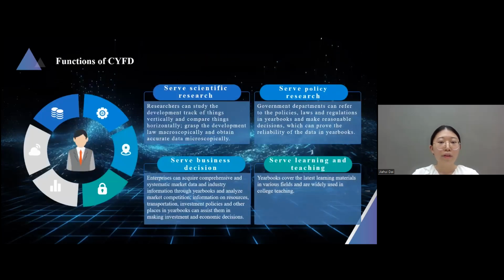So what role can CYFD play? First of all, it can serve scientific research. Using the data of CYFD, researchers can study the development track of things vertically and compare the interrelationships of things horizontally. They can grasp the development law macroscopically and obtain accurate data microscopically.